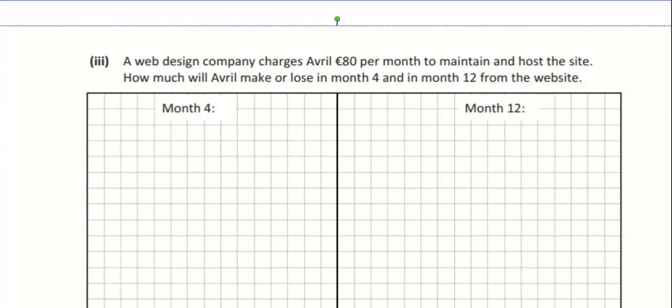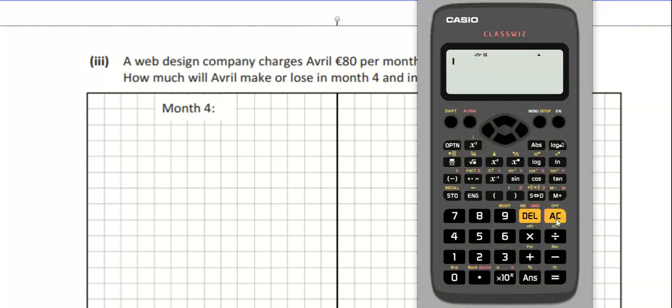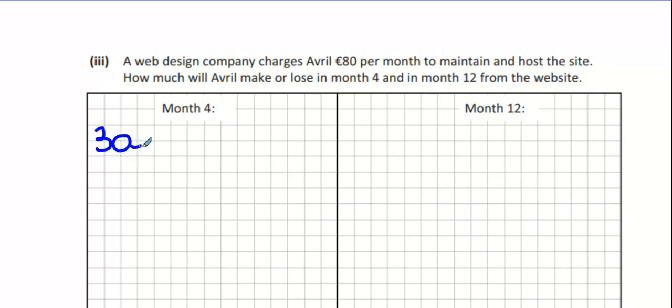Part three. A web design company charges Avril €80 per month to maintain and host the site. How much will Avril make or lose in month 4 and in month 12 on the website? All right. In month 4, how many people do we have? We don't know that. So what is it? 3,000 multiplied by 1.8 to the power of 4.